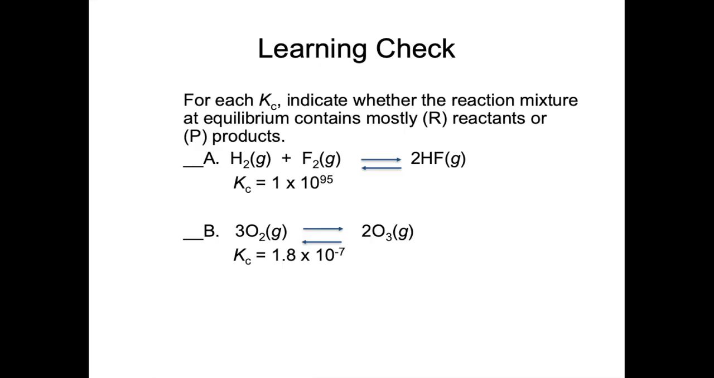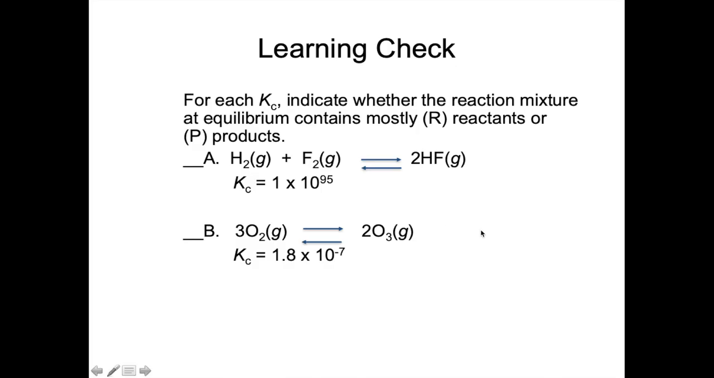Okay, so here's a really quick and easy practice problem. Looking at this equilibrium here, you're told that Kc for this one is 1 times 10 to the power of 95. So does this equilibrium favor the reactants or the products? You've got a 50% chance of getting this right. But I think most of you probably realize that 1 times 10 to the power of 95 is a really large number, right? That's 1 followed by 95 zeros.